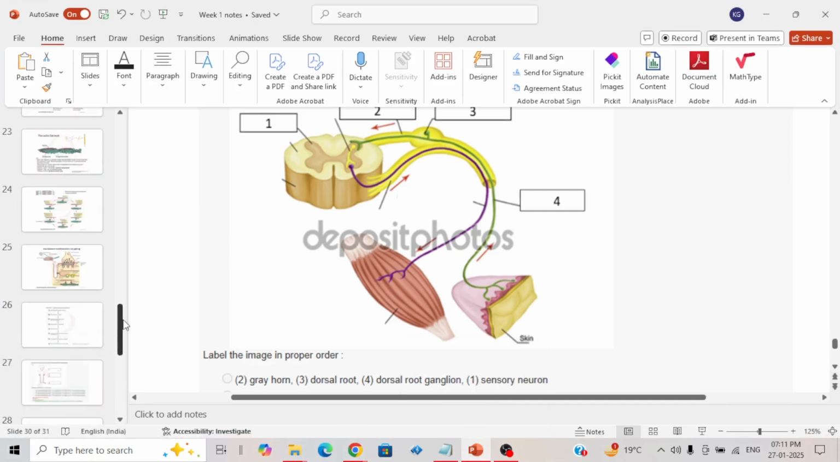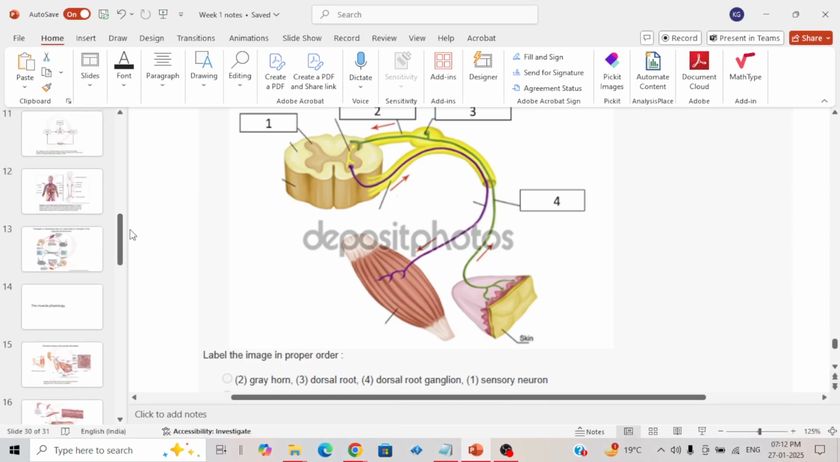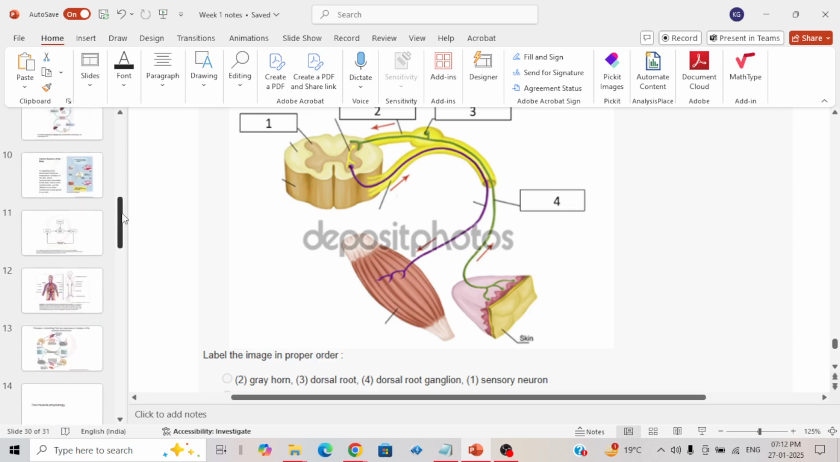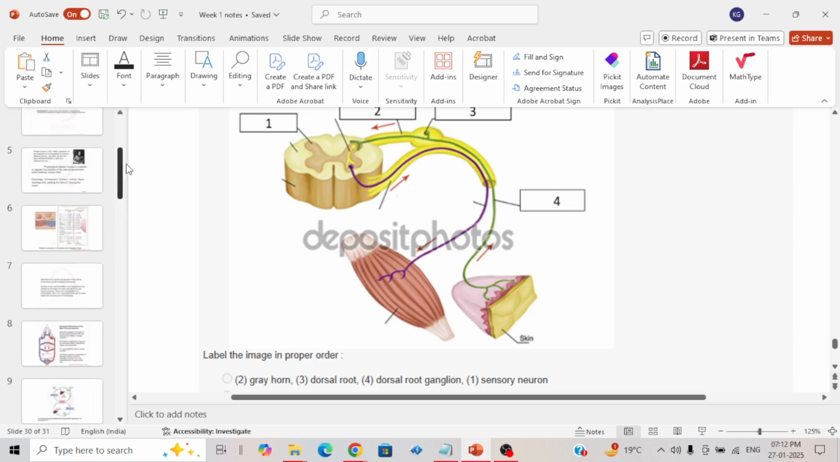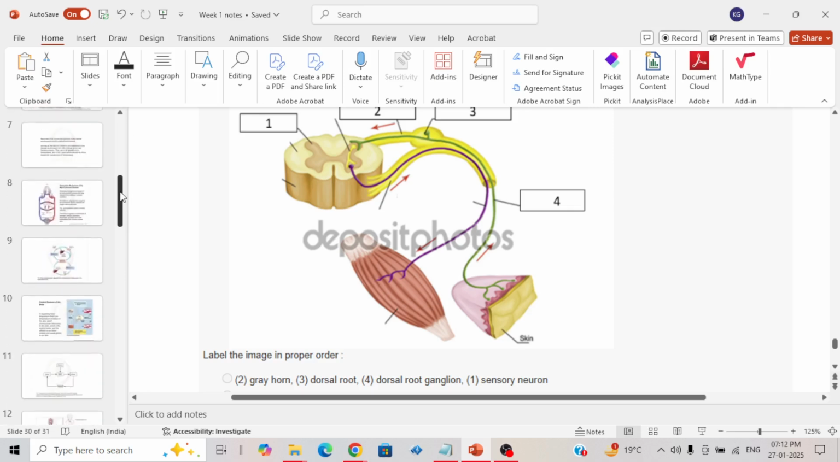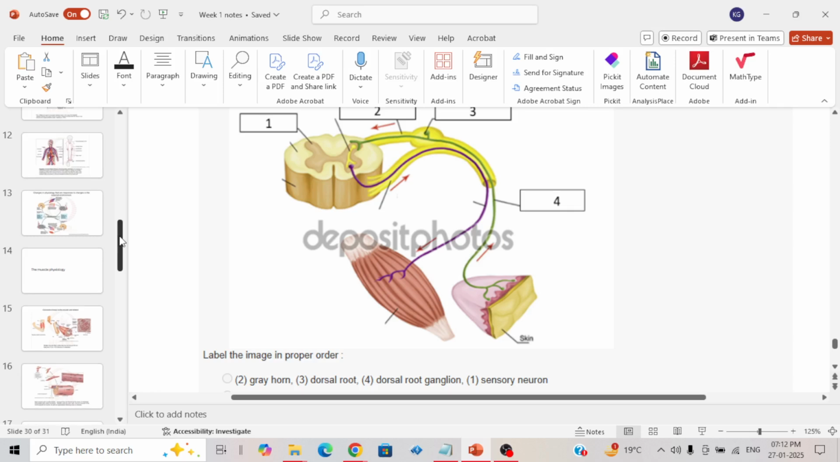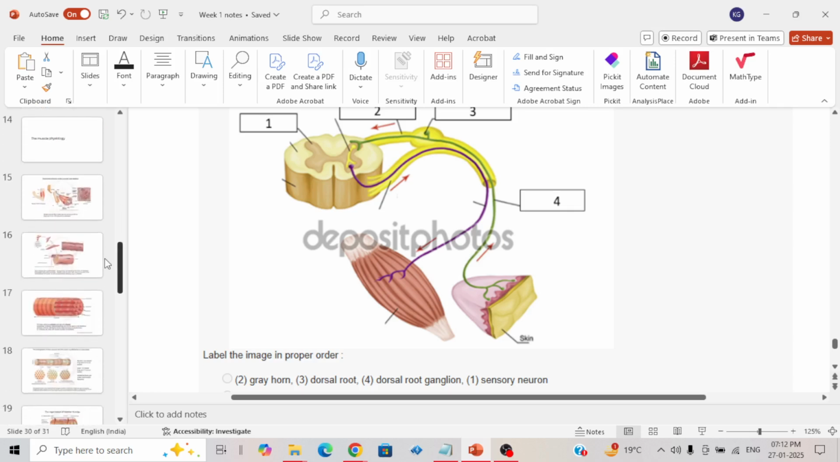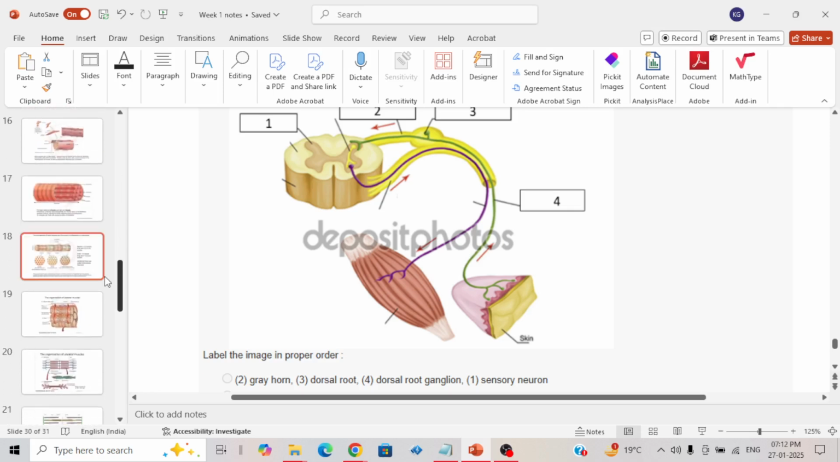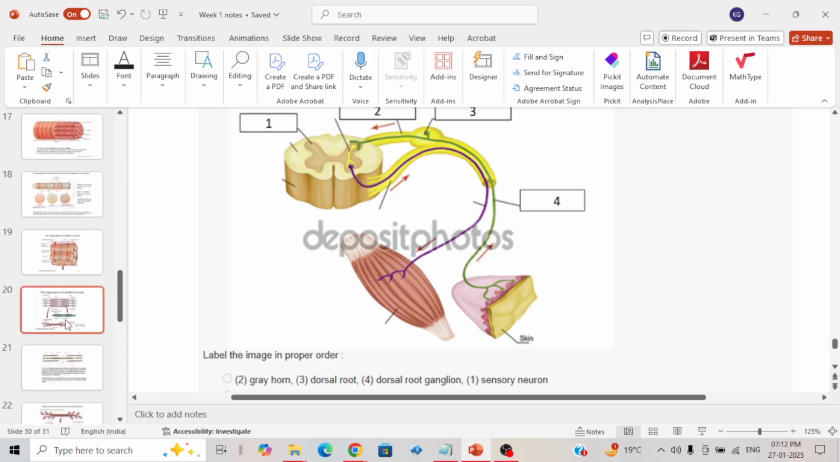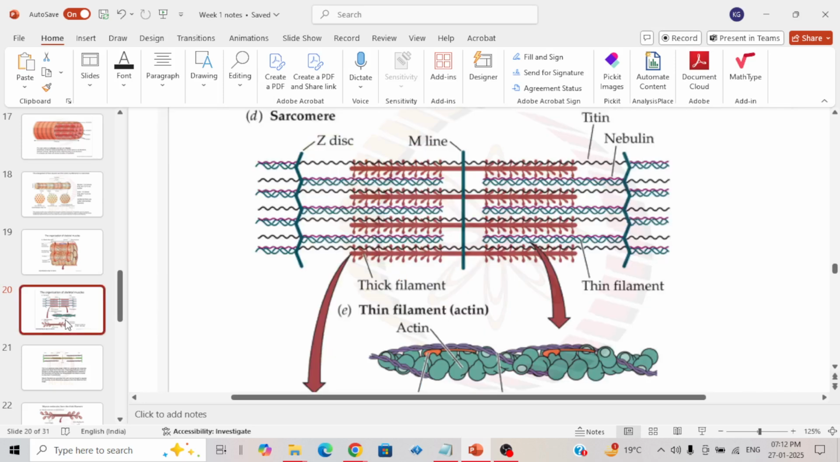Anyone? Nebulin, ma'am. Nebulin, are you sure? Yes, ma'am. It contains position length of actin. No, sorry. Once again, which protein is that? It is titin. If you can see here, this titin is running all along the length of a sarcomere.